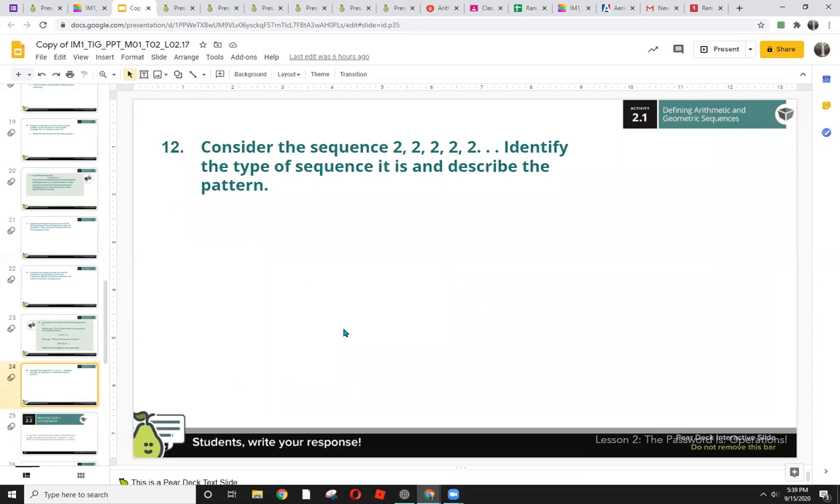And 24, consider the sequence 2, 2, 2. Identify the type of sequence it is and describe the pattern. So this one, again, there's no wrong answer. You can say it's arithmetic because you're adding 0 every time, or geometric because you're multiplying by 1 all the time. So there's no right or wrong answer.